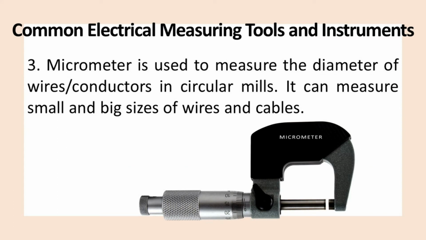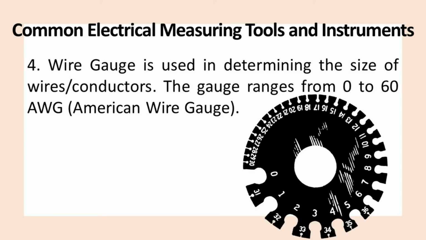Number 3. Micrometer. Micrometer is used to measure the diameter of the wires, conductors, in circular mills. It can measure small and big sizes of wires and cables. Number 4. Wire gauge. Wire gauge is used in determining the size of the wires or conductors. The gauge ranges from 0 to 60 AWG or American wire gauge.